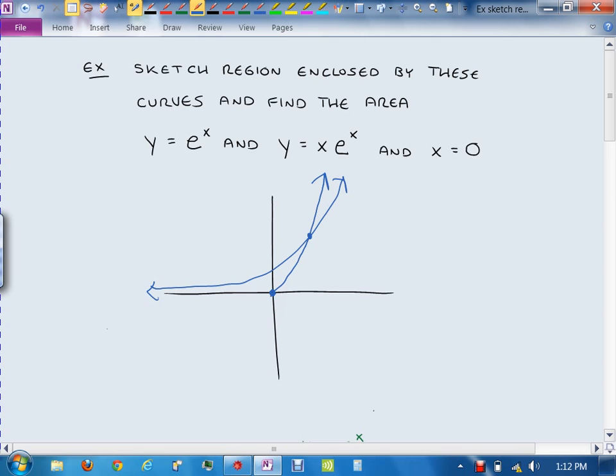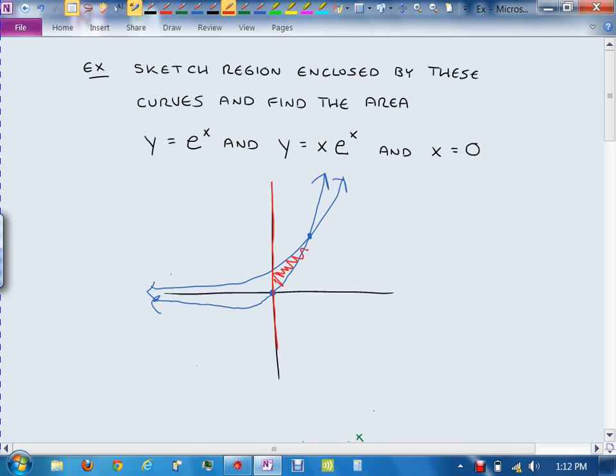And then it's probably going to dip down and come back up because it's asymptotic and, who cares? And then x equals 0 looks like a vertical line. Right, x is 0 is a vertical line. So it looks like the region we have is this little region in there.